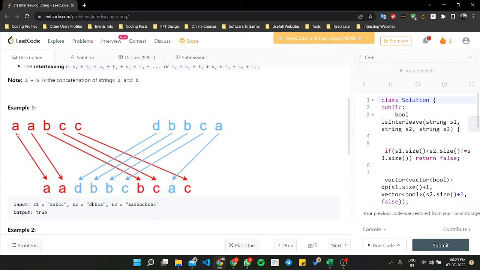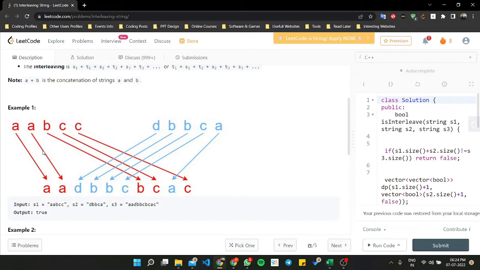For example, S1 is A A B C C, and S2 is D B B C A. The third string is A A D B B C B C A C. I take the first two characters from the first string and place them as the first two characters of the third string. It matches. Next, I take the four characters from the second string, D B B C. It also matches the third string. Next, I take the next two characters of the first string and they match the third string after that. The same way it is constructed.